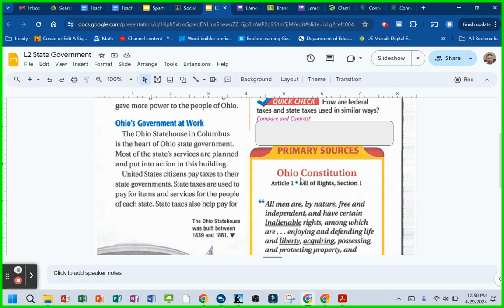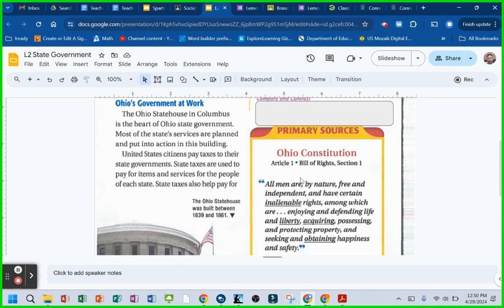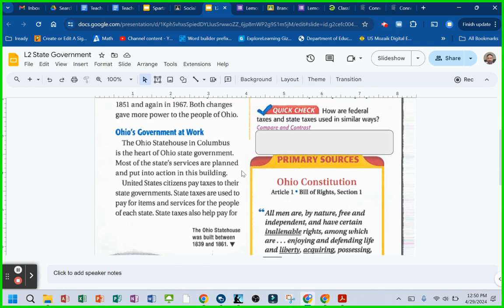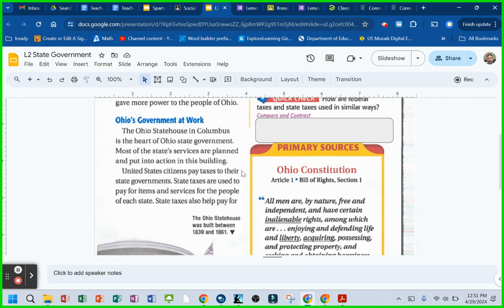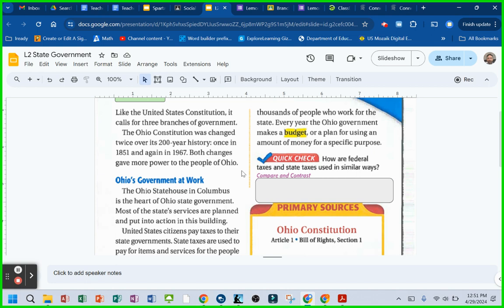Ohio's government at work. The Ohio State House in Columbus is the heart of the Ohio state government. Most of the state's services are planned and put into action in this building. United States citizens pay taxes to their state governments. State taxes are used to pay for items and services for the people of each state. State taxes also help you pay for thousands of people who work for the state, right? That's for your government. So that's where our state tax is going. They go to public employees and teachers as well, right? Thousands of people who work for the state.